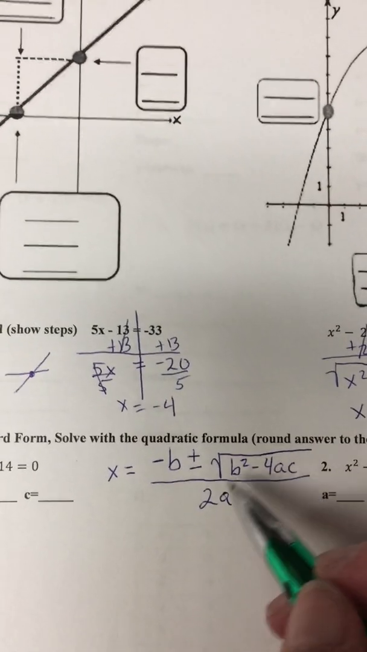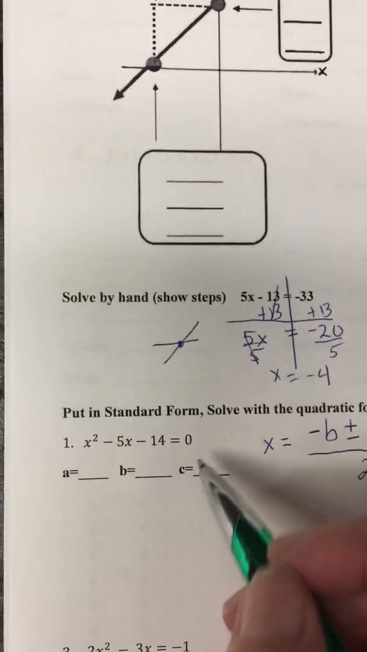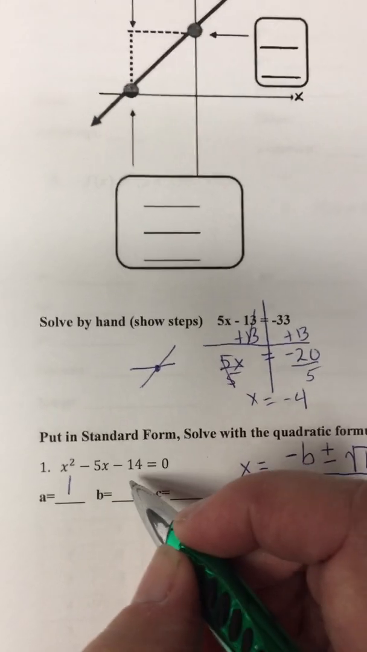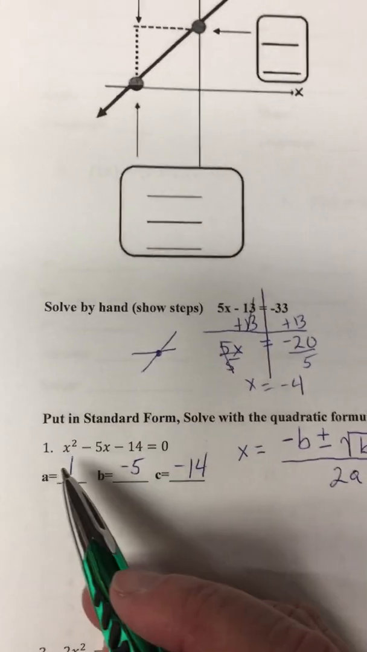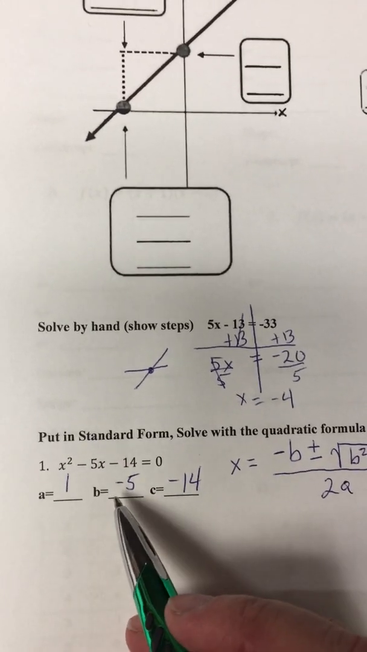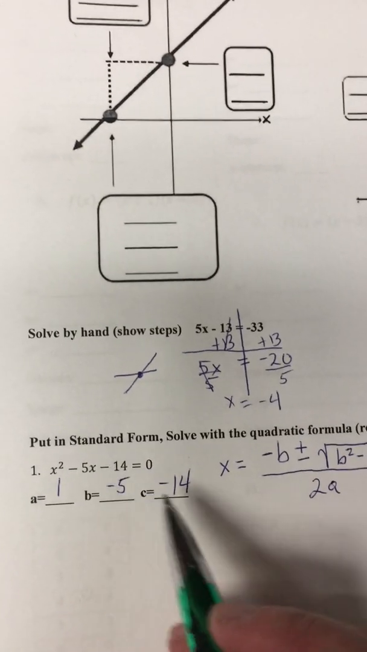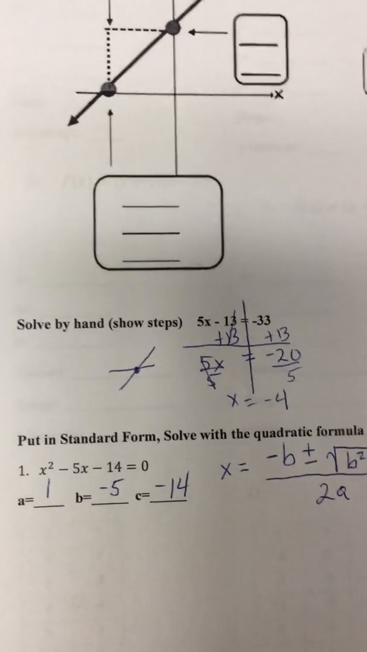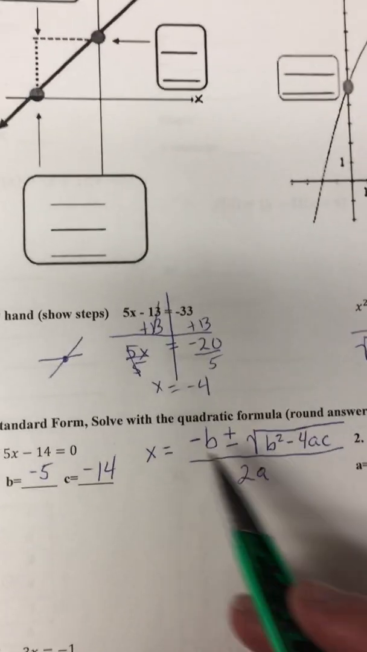Now this is full of a's, b's, and c's. Where do we get the a, b, and c? Remember yesterday when we found a, b, and c? We put it in standard form, and a is 1, b is negative 5, and c is negative 14. That's why we practiced that yesterday. So the number in front of your x squared is a, the number in front of the x is your b, and the constant on the end is your c. We know the y-intercept is negative 14 if we were to go graph it, but we're not doing that. We just want to find the solutions. We just want to find the x-intercepts. So this is the formula we're going to use.